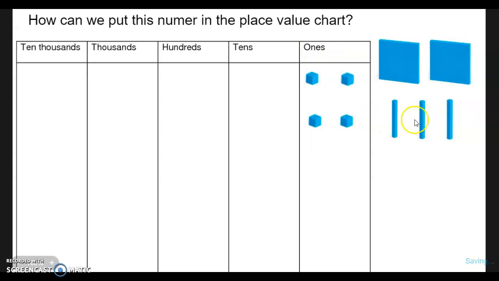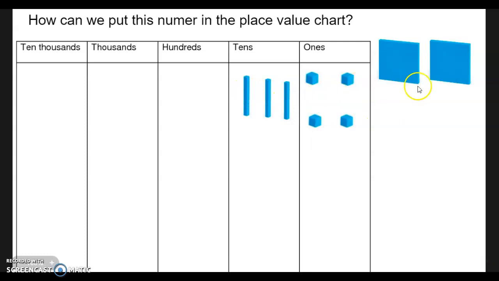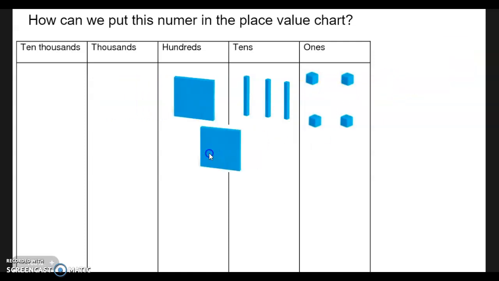Now I have these tens rods, and I know those represent 10, so I'm going to put those in the tens place. So they're all there, and I had 3 of those. And then I'm going to take these hundreds flats. I know those represent 100, so I don't want to put them in the thousands place because they don't represent thousands. The big cubes represented thousands. These are 100 flats, so I'm going to put these in my hundreds place. There we go. So now I've placed all of them.